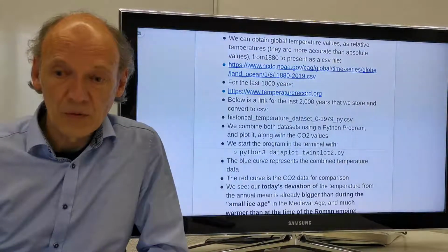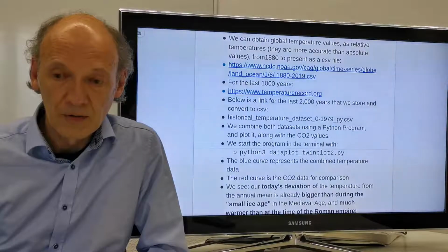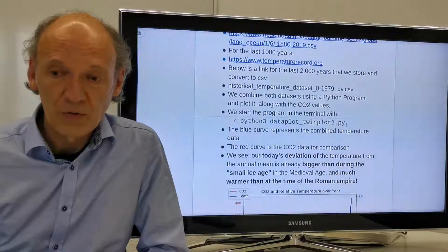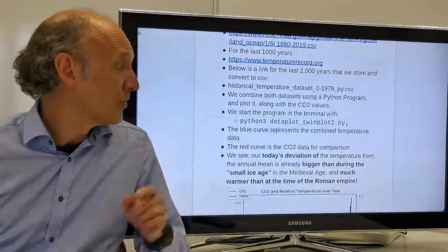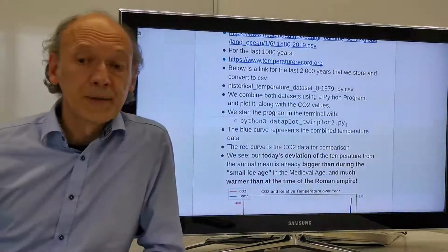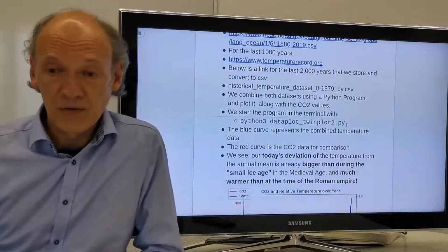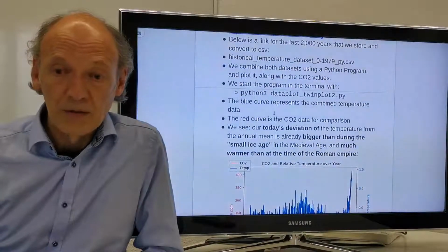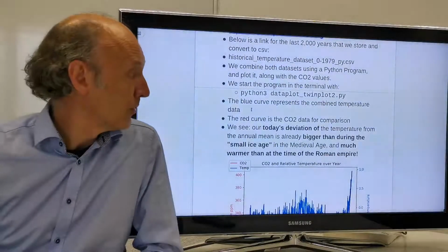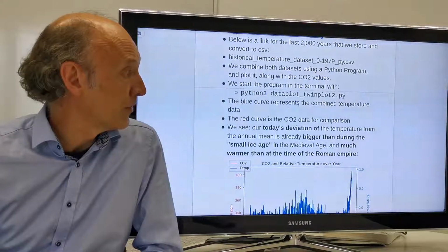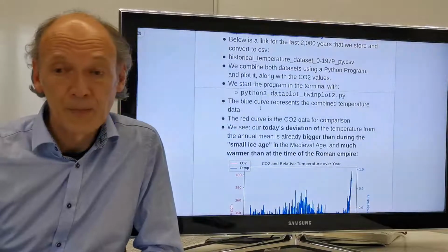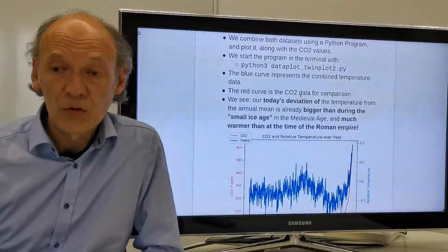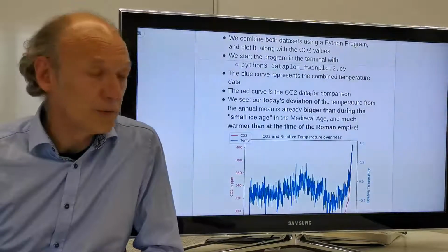So then we plot those two data sets in this program which I wrote, twinplot2.py. And you can also download this Python file from the link of this video. Yeah, and it actually plots two curves. The blue curve represents the combined temperature data of those two data sets. And then I also plotted the CO2 data on it for comparison.